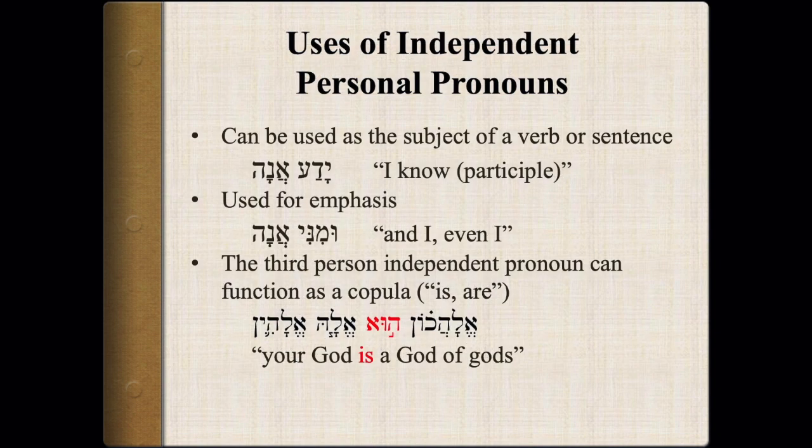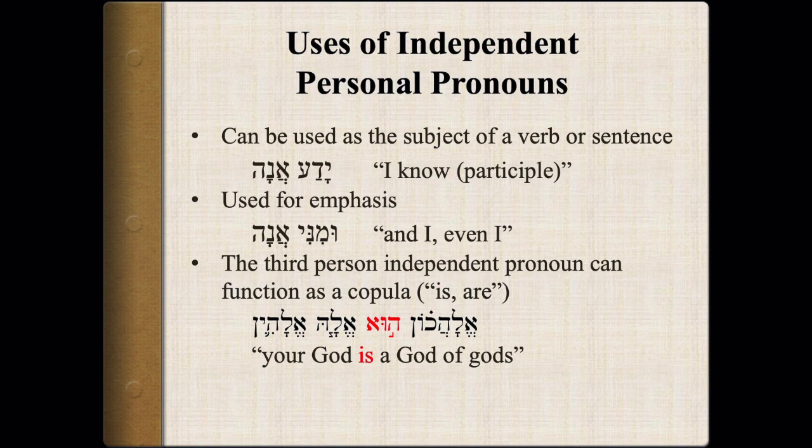Now, the uses of the independent personal pronoun. It can be used as the subject of a verb or sentence. So, with a participle, you might find an independent pronoun to indicate the subject. So, I know. It can be used for emphasis. And I, even I.